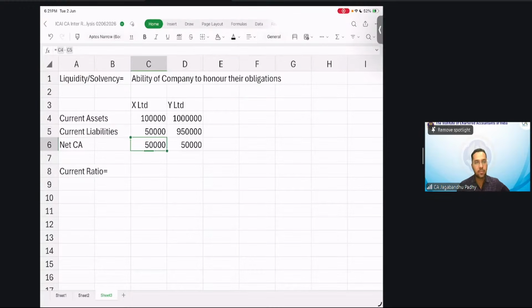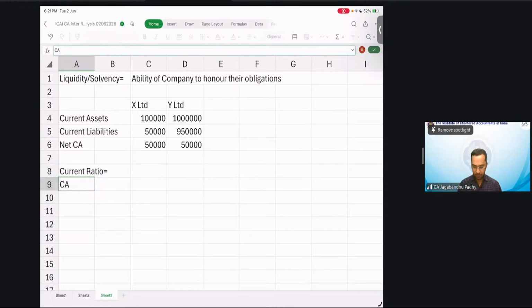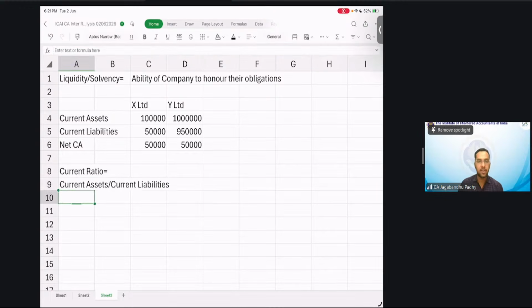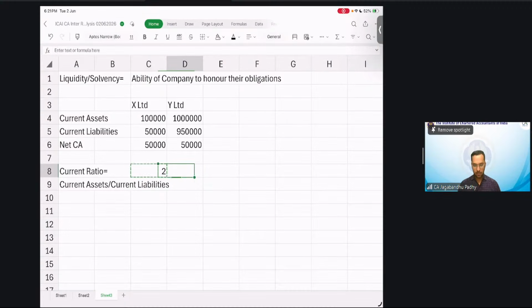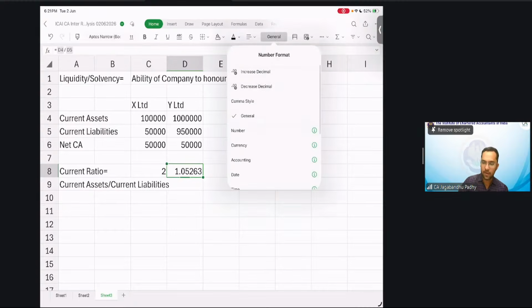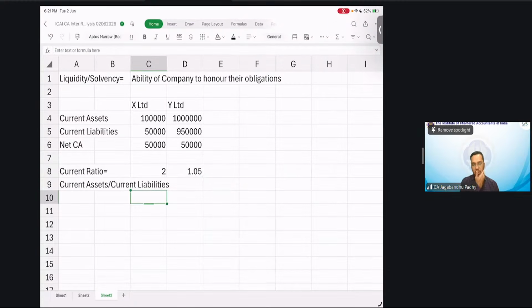Now, what we are trying to calculate over here is the current ratio. We are not going to look at the absolute number of current assets. We are going to look at the relative value, comparing both current assets and current liabilities. So current ratio is current assets upon current liabilities. It is 2 over here. Here it is 1.05.